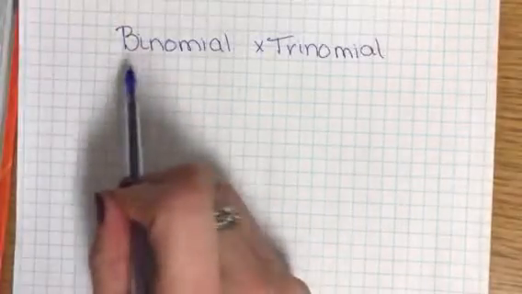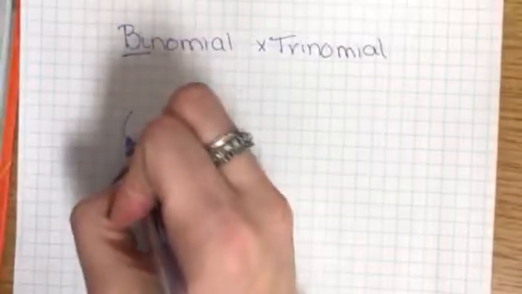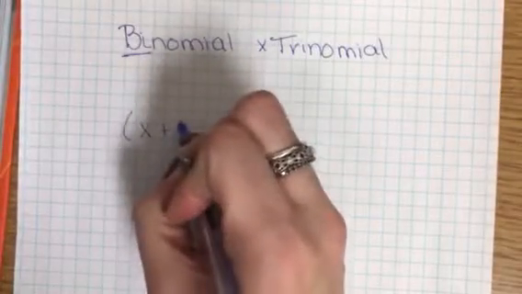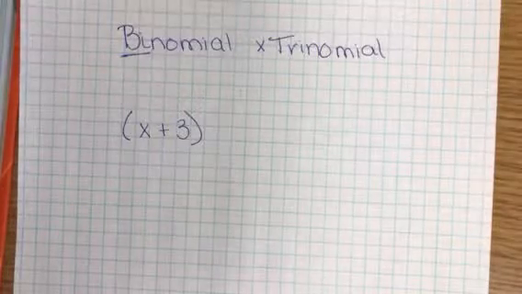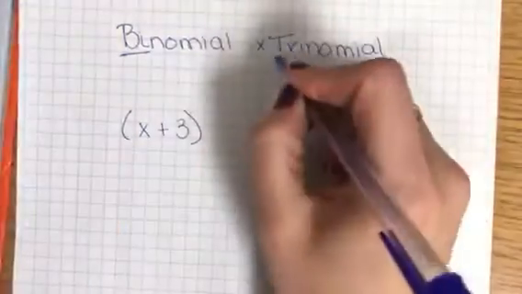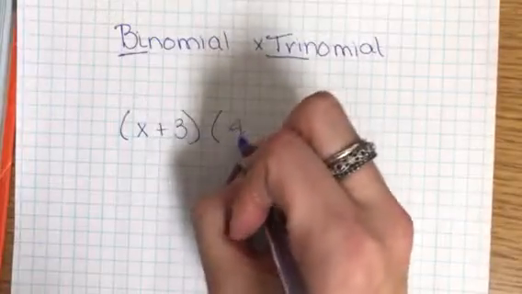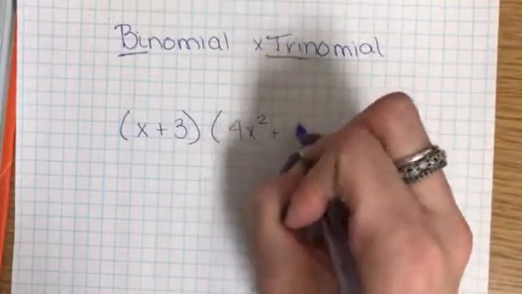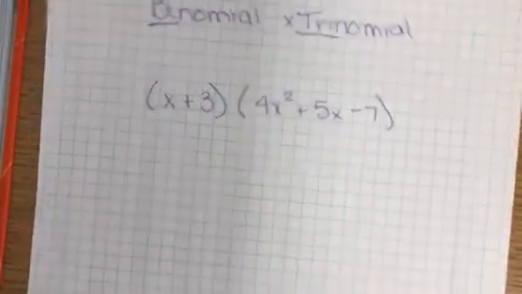So a binomial, we know, is something that has two terms. So if we have something with two terms, maybe x plus 3, and we want to multiply this times a trinomial, something with 3 terms. So maybe we have 4x squared plus 5x minus 7.